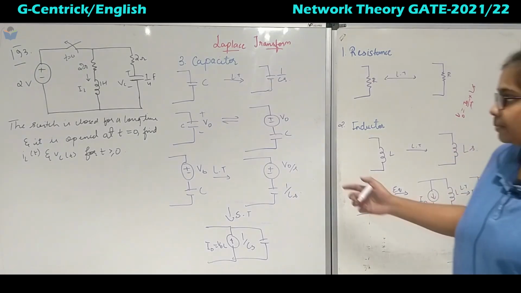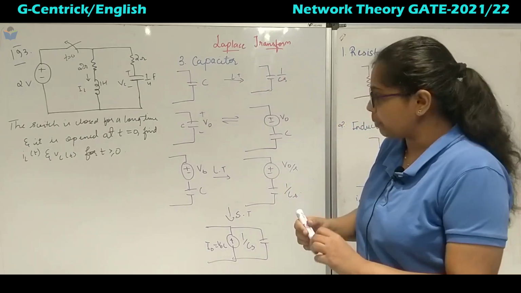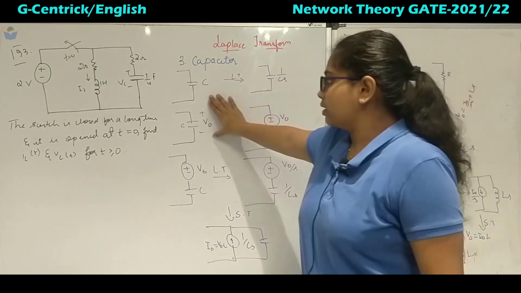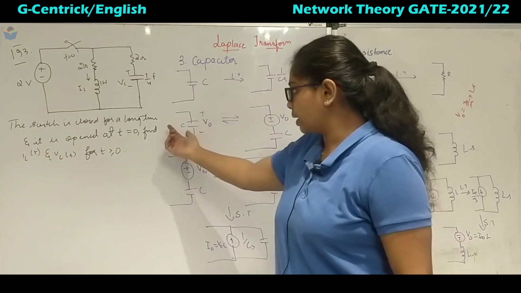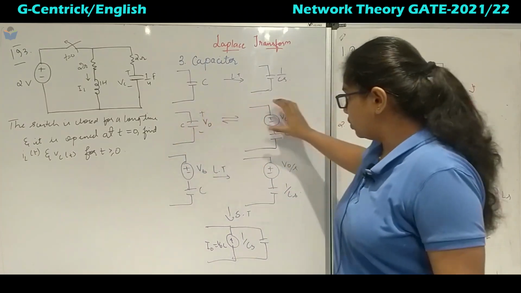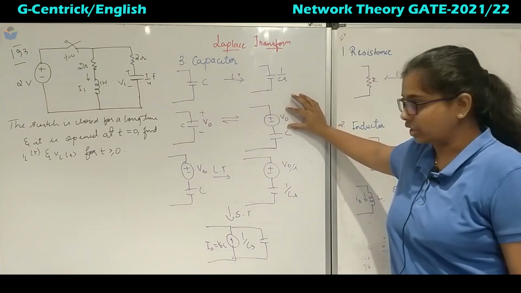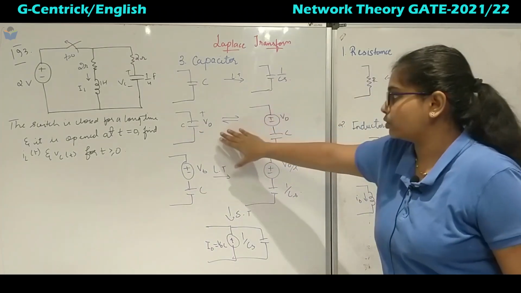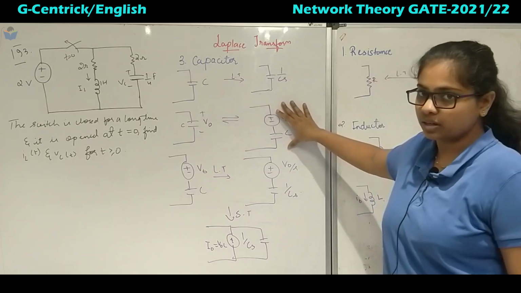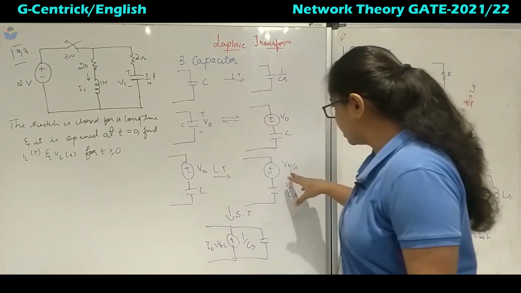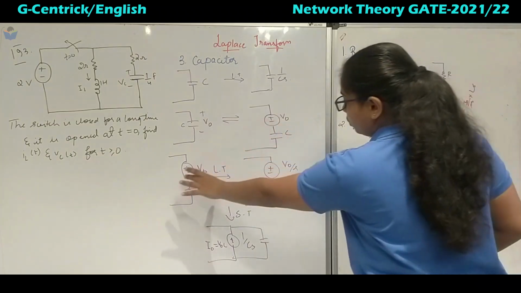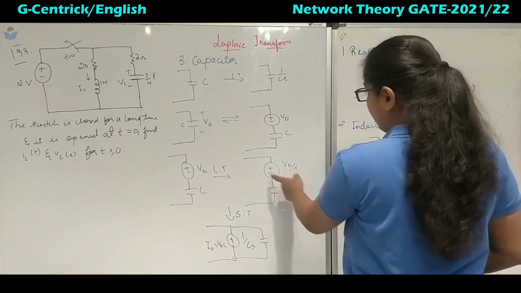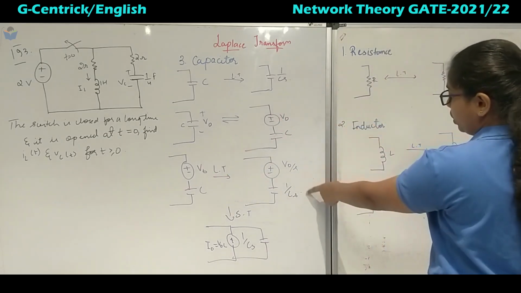Similarly for the capacitor, when there is only the symbol of a capacitor, its equivalent Laplace transform will be 1 over Cs. But if there is a voltage across the capacitor already given, then you replace it with a voltage source V0 and the capacitor C in this way. Now this is the equivalent for this model. Taking its Laplace transform, this V0 is nothing but the source V0 by S, and the capacitor's Laplace transform is 1 over Cs.